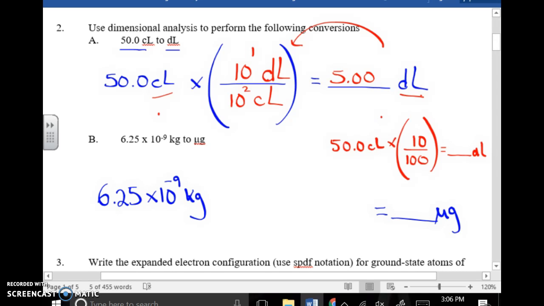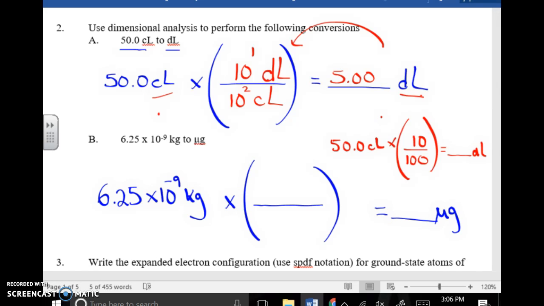In 2B, I'm converting from 6.25 times 10 to the negative 9 kilograms, and I'm converting to micrograms. I need a conversion factor. What are the relative values of kilograms and micrograms? First, I'm going to micrograms, so micrograms go on top, and the relative values are, well, there are 1 million micrograms in 1 gram, and there are 10 to the negative 3 kilograms in 1 gram.